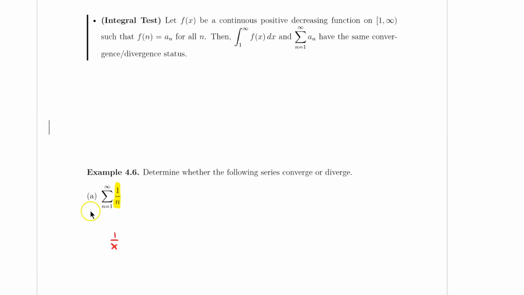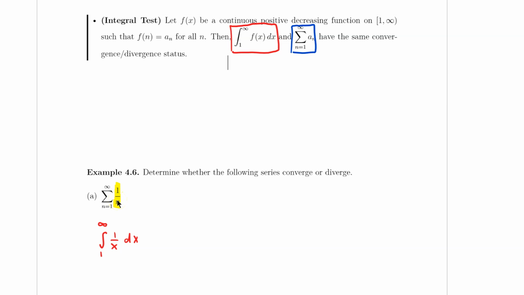So instead of looking at this summation, I'm going to look at the integral of this instead. I'm going to look at the integral of 1 over x dx when x goes from 1 to infinity. So now I have changed from a series to an improper integral. And these two are going to have the same convergence and divergence status. If this converges, then this is also going to converge. If this diverges, then this is also going to diverge.